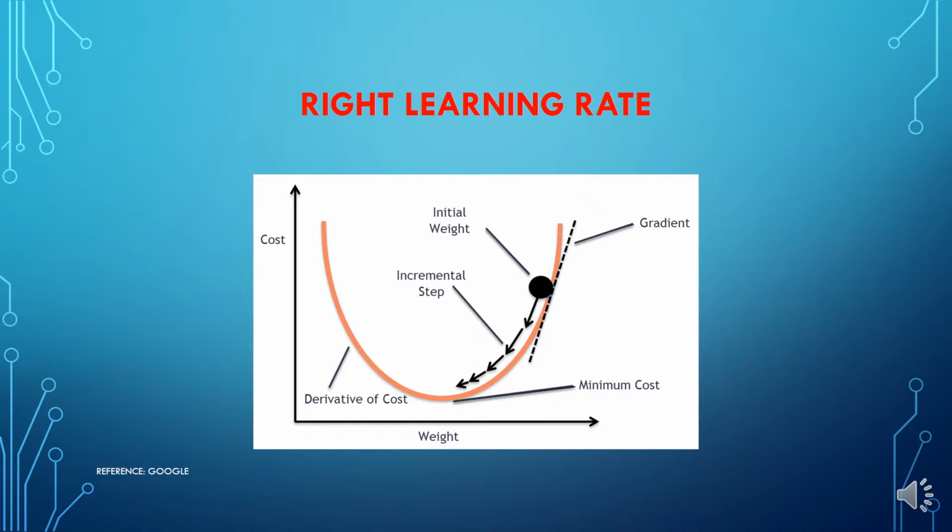Look at the figure. You are seeing a typical learning curve. In the y-axis, you see the cost. The initial weight is nothing but the old parameter value or the current parameter value. So the initial weight gives you the current parameter value. The new parameter value is found moving down.